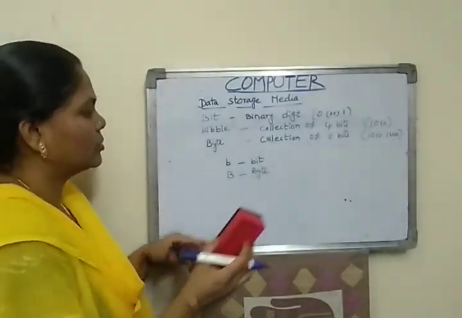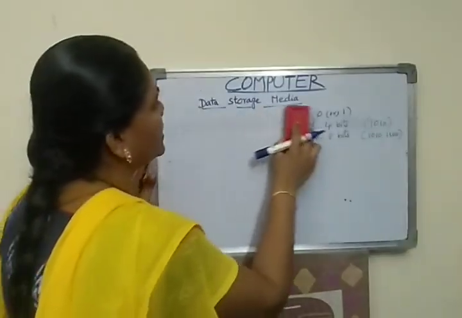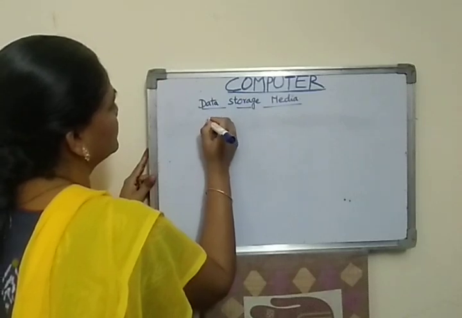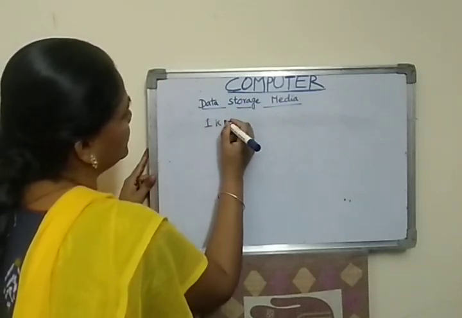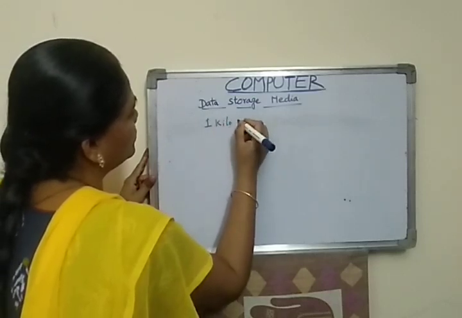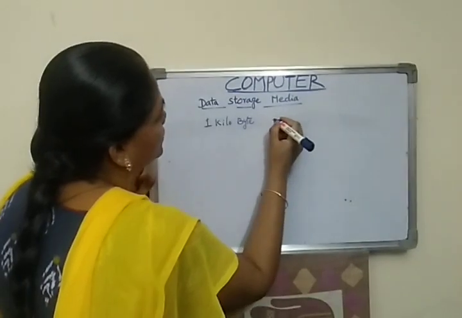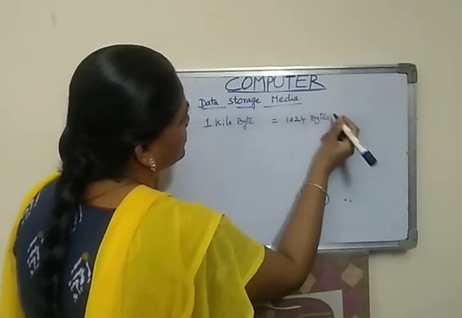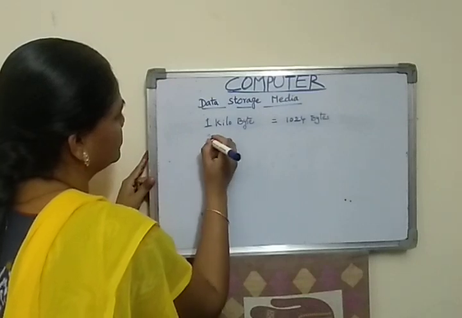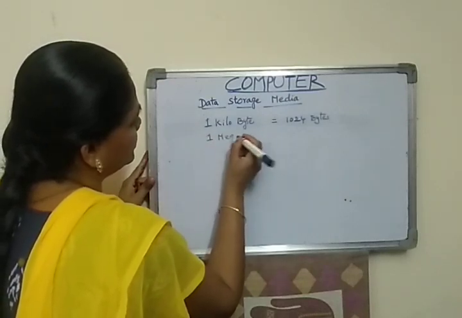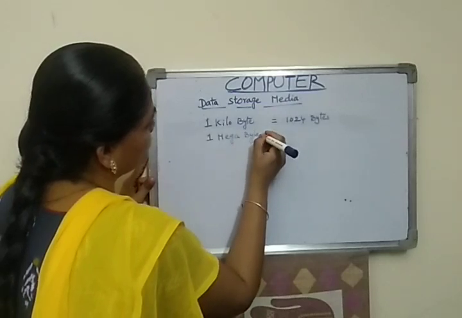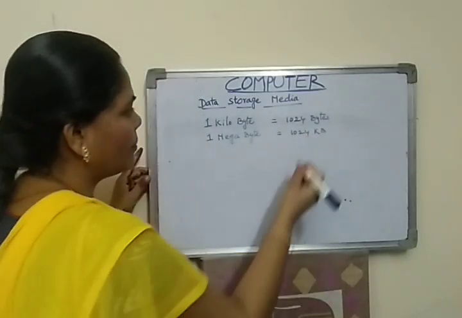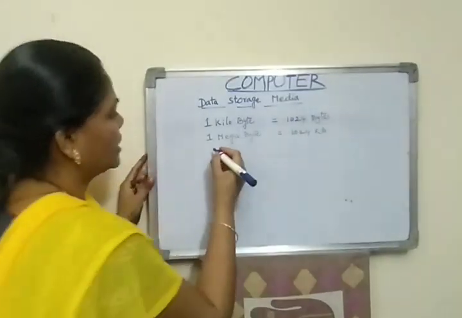Now we'll see how the memory is measured, how the storage capacity is measured. 1 kilobyte, okay, I'll write it. 1 kilobyte equals 1024 bytes. 1 megabyte equals 1024 kilobytes. Capital letter is for byte, small letter is for bit. Okay. Next one.